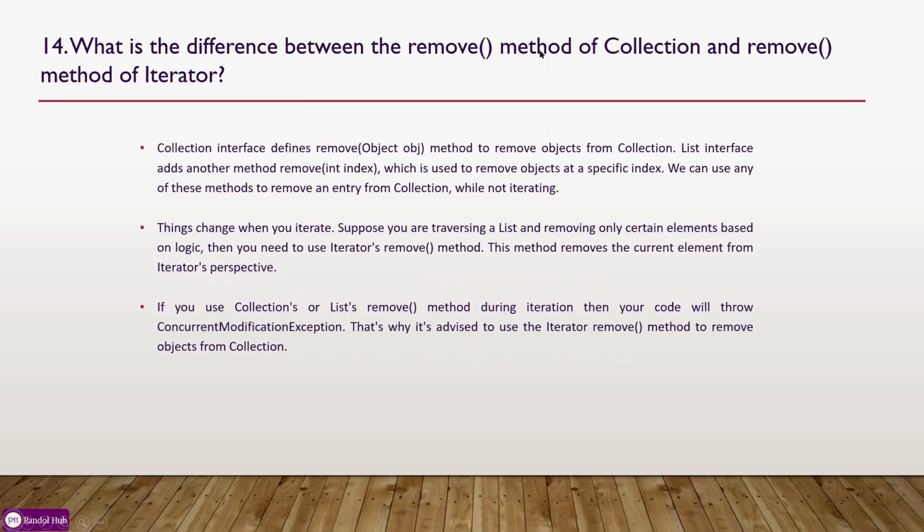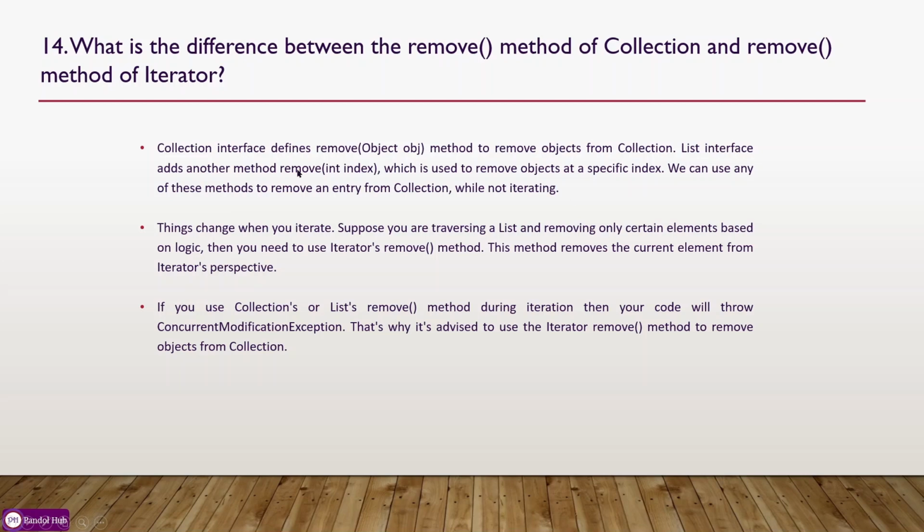What is the difference between the remove method of collection and the remove method of iterator? The collection interface defines the remove method to remove objects from the collection. Basically both remove methods remove objects from the collection. The list interface adds another method, remove of index, which is used to remove objects at a specific index. We can use any of these methods to remove an entry from a collection while not iterating.